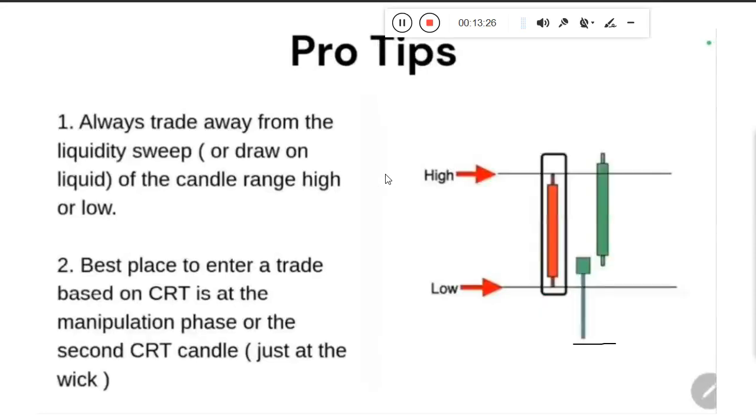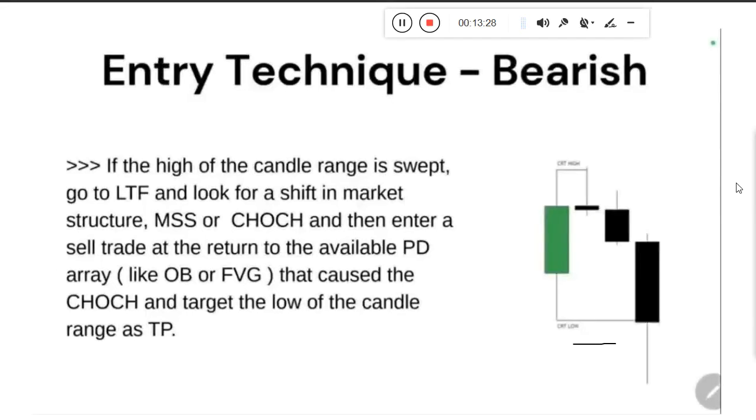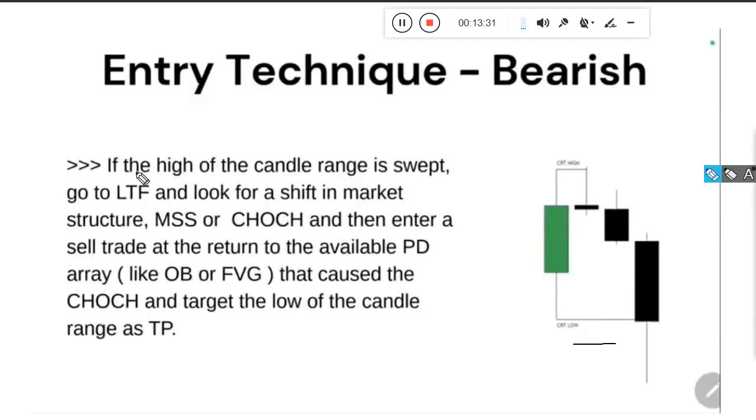So now, the entry technique for this strategy is just simple. If the high of the candle range is swept, right? This is the candle range here. So once this high is swept, go to a lower time frame and look for a shift in market structure or your change of character, and then you enter a sell trade as they return to the available PD array. Your PD array can be your order block or your fair value gap.